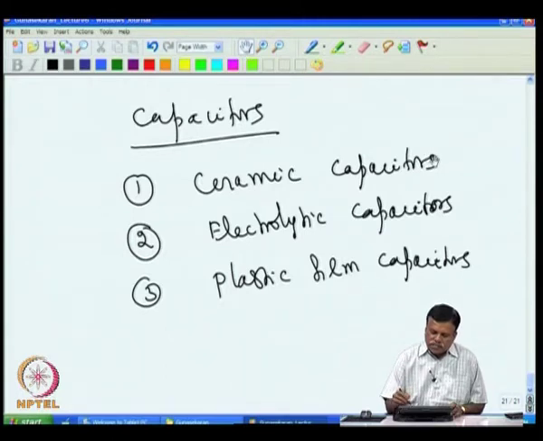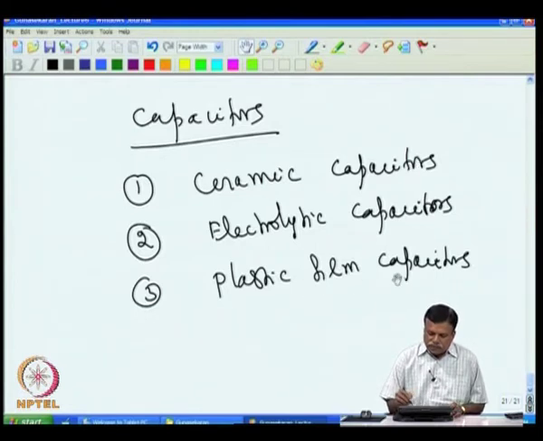Ceramic capacitors use ceramic as a dielectric, and they are available up to a maximum of 10 microfarad only. There are two types of electrolytic capacitor. One is aluminum electrolytic, where aluminum oxide is used as a dielectric, and the other is tantalum, where tantalum oxide is used as a dielectric. These are available in large values, even today from 10 microfarad to a few farads, whereas ceramic capacitors are available only up to 10 microfarad, not more than that.